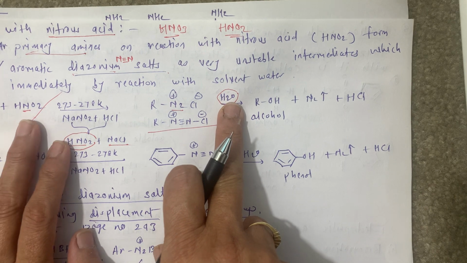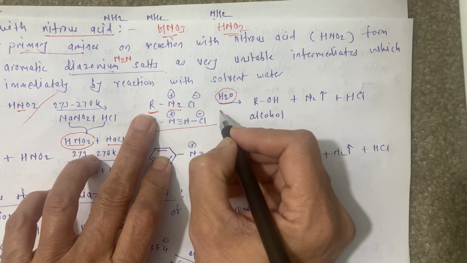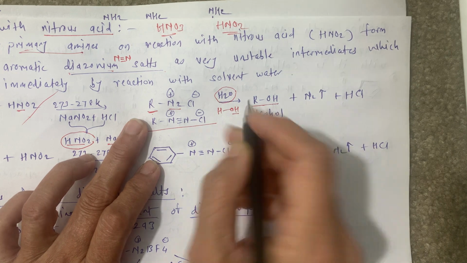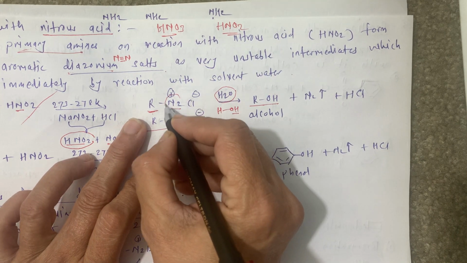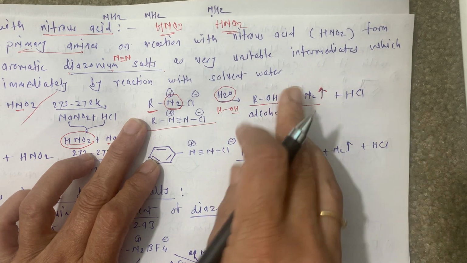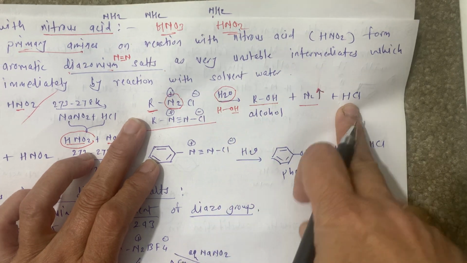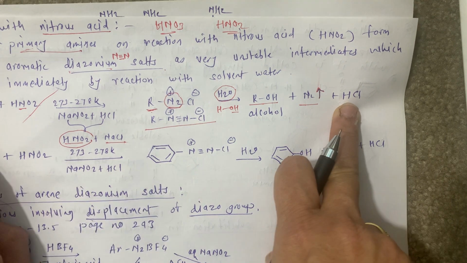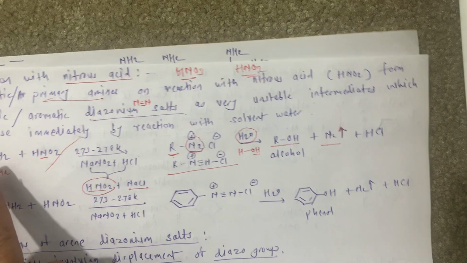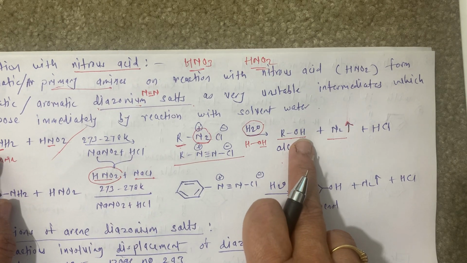So what is next? Hydrolysis of this. Here this is HOH, and this R is going to attach to OH. So there is formation of alcohol, while this N2 is coming out in the form of gas, so we are showing an upward arrow. N2 goes up in the form of gas and the byproduct is HCl. Very important and very interesting reaction. In the reaction with nitrous acid, aliphatic amines are converted into alcohol.